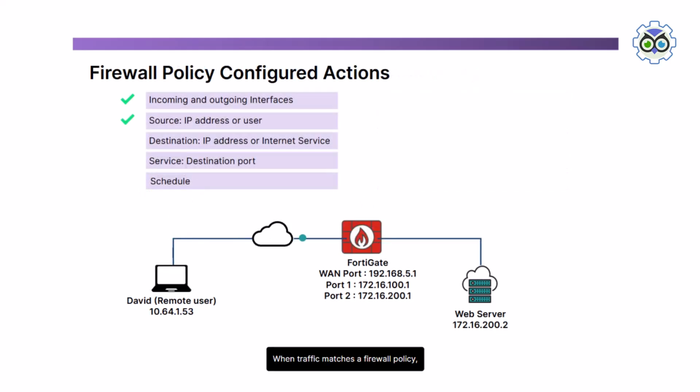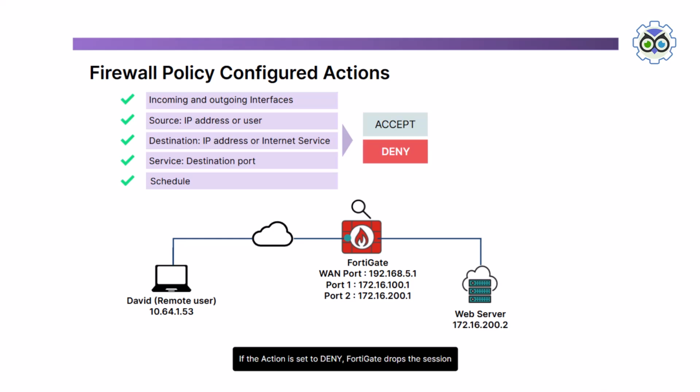When traffic matches a firewall policy, FortiGate applies the action configured in that firewall policy. If the action is set to deny, FortiGate drops the session. If the action is set to accept, FortiGate accepts the session.